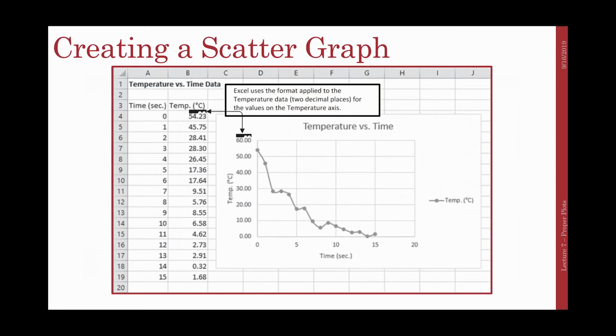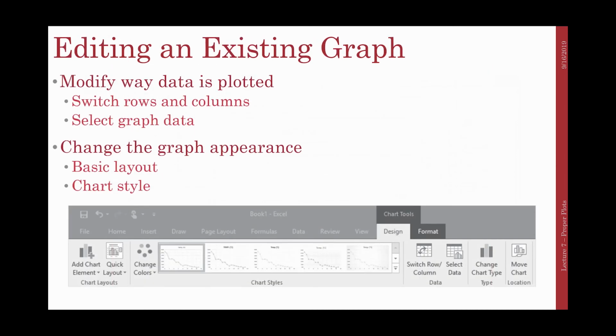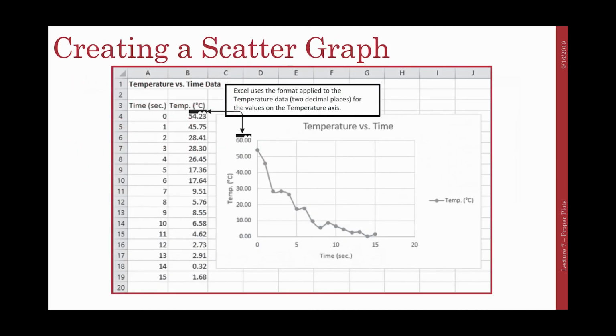Excel uses the format applied to the temperature data. So if I have temperature in 2 decimal places here, it's going to put it to 2 decimal places in my axes. You can edit your axes to make them more visually appealing.